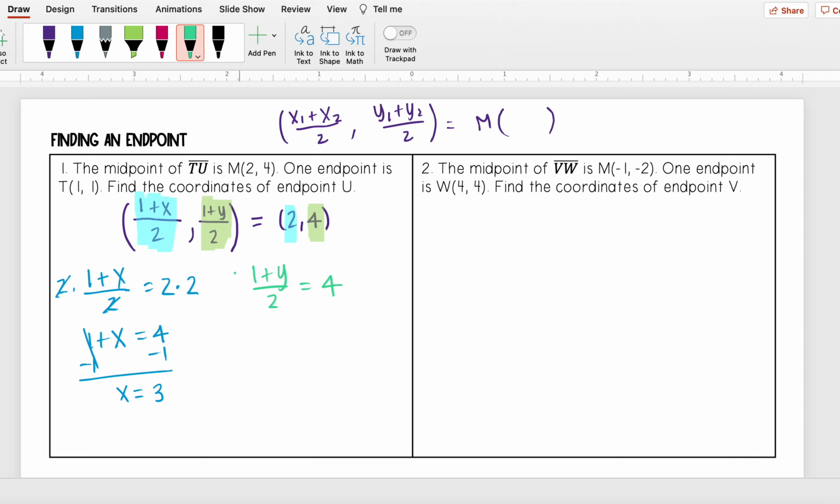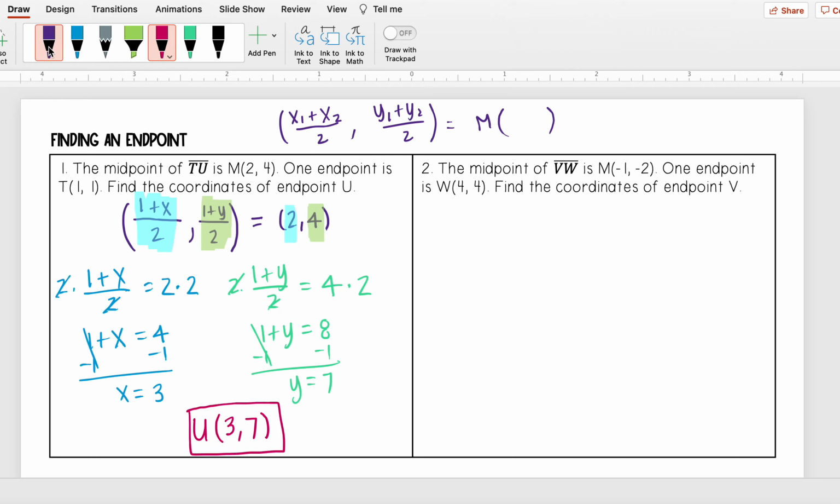Now I need to do the same thing with my y. I'm going to multiply by 2 at the very beginning, and so I get 1 plus y is equal to 4 times 2, which is 8. I'll subtract 1, and I get that y is equal to 7. That means my U coordinate is going to be my x, which is 3, comma, my y, which is 7.